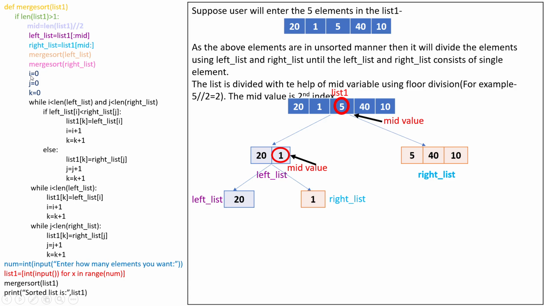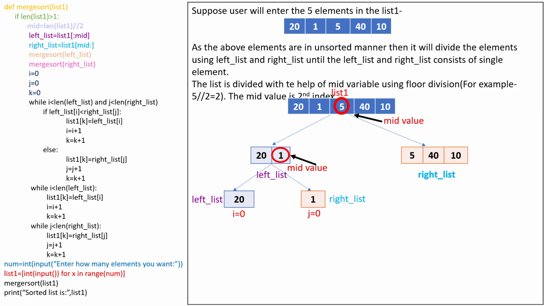Now it will come to the next line. I equal to 0, j equal to 0, k equal to 0. Now I equal to 0 points to the index of the left list, and j equal to 0 points to the index of the right list. Now what about the k? K equal to 0 is pointing towards the merge list. Now what do you mean by merge list? Suppose I have an empty list which will contain all of the merge sorted list.